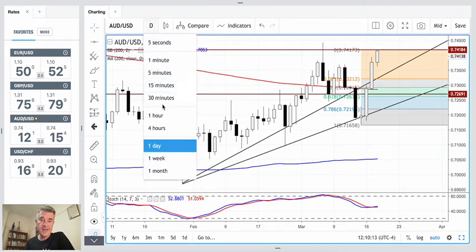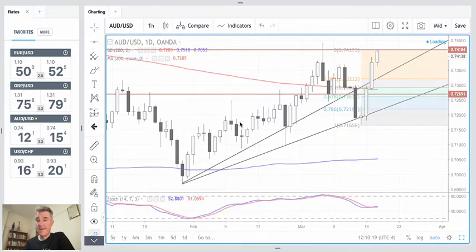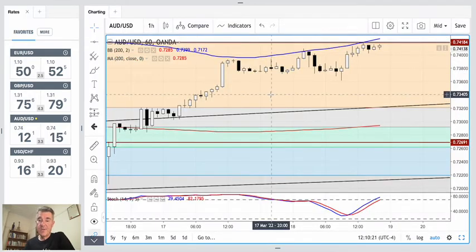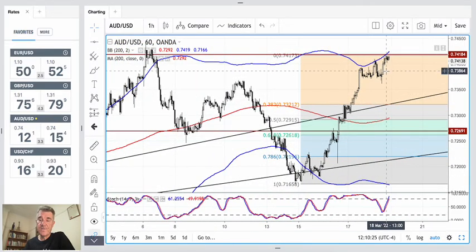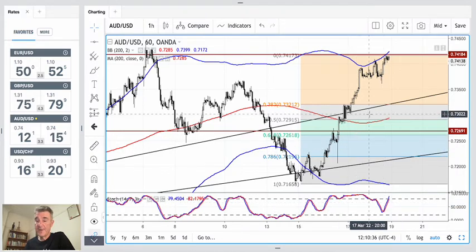Let's go back to the hourly chart. So I want to sell the Aussie dollar. As I said, on the hourly chart, we're at that resistance level. We've moved up for too long, too quickly. We're at the top Bollinger Band. Stochastics overbought. We need a correction.